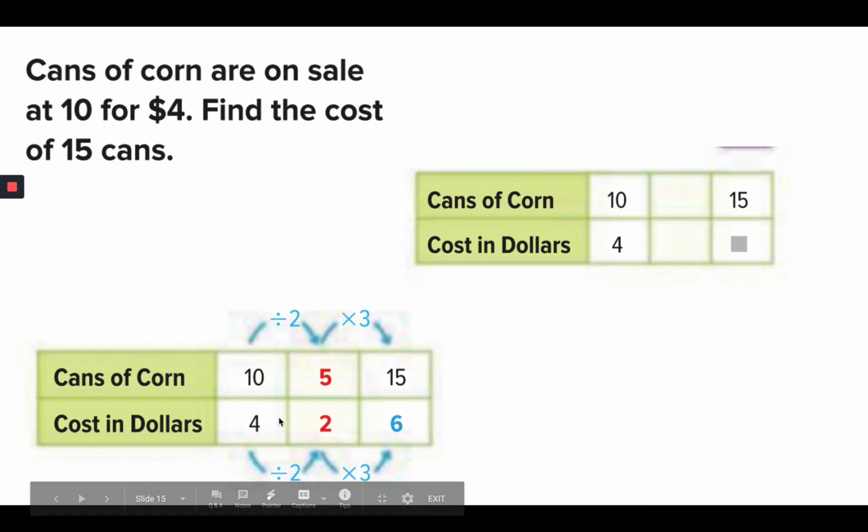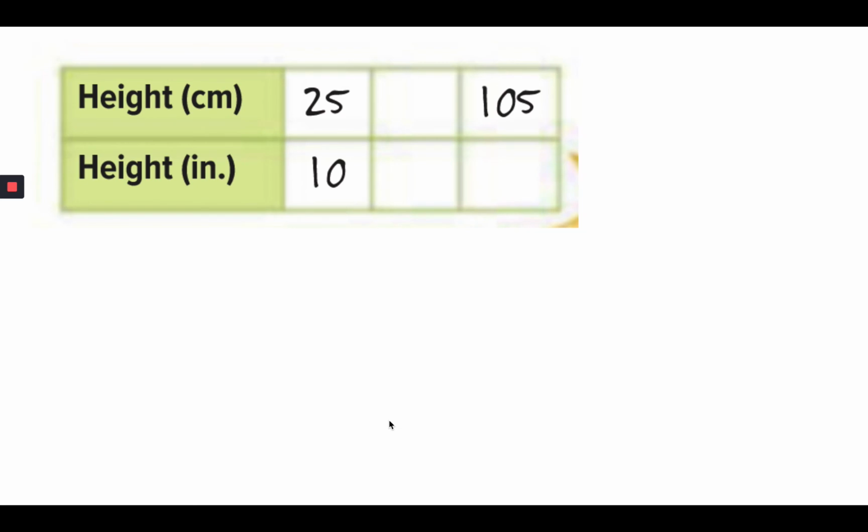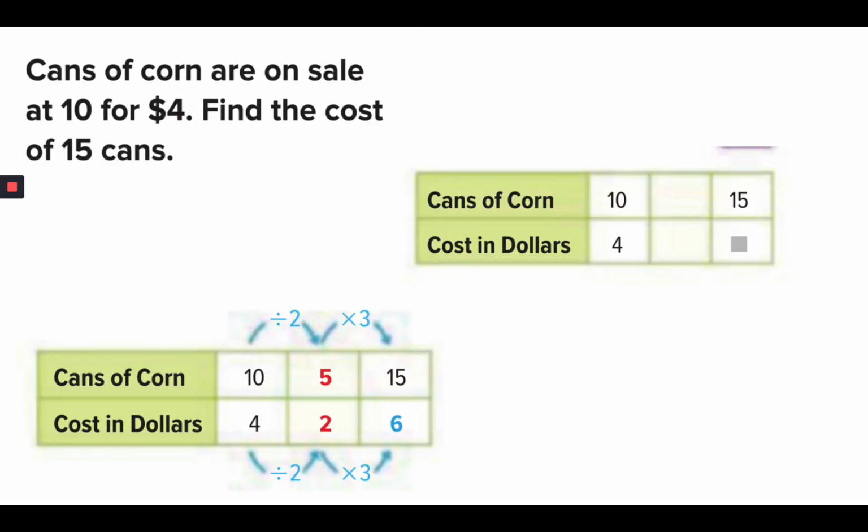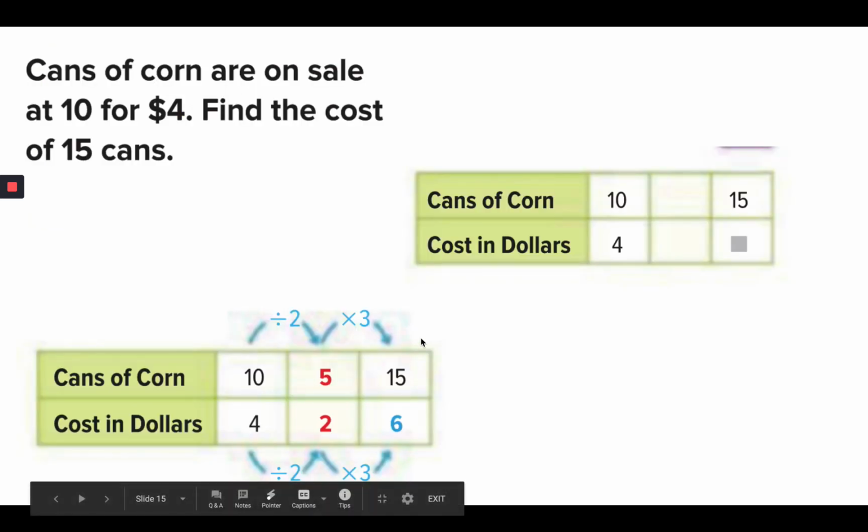It's the same thing on the bottom of the ratio table. 4 divided by 2 is 2, and 2 times 3 is 6. The answer is, oh, a little fast. The answer is 6. Let's try one more.